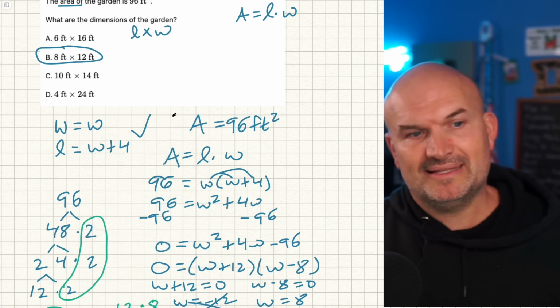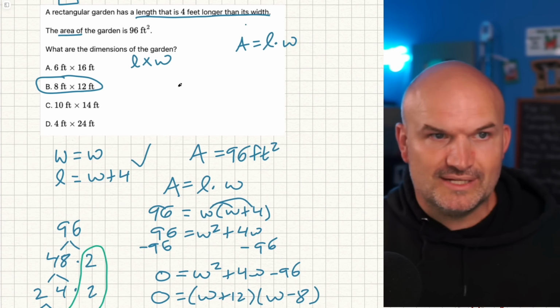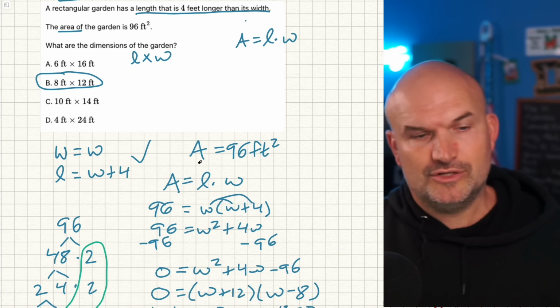And that's how we do a problem like that. And it's really helpful to make sure you have your formulas written down, get those equations, and just go ahead and double check your work.